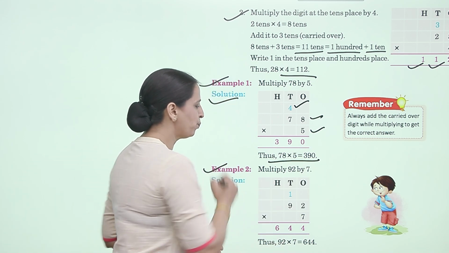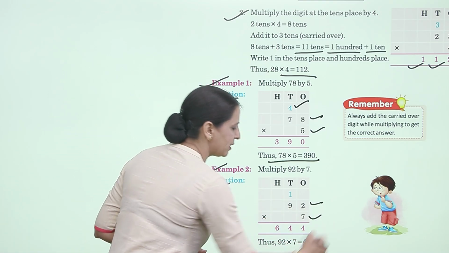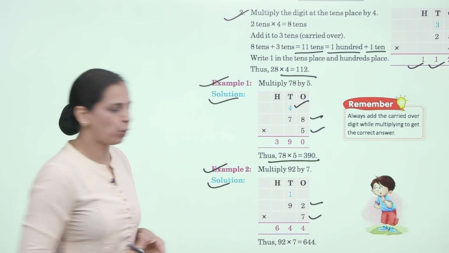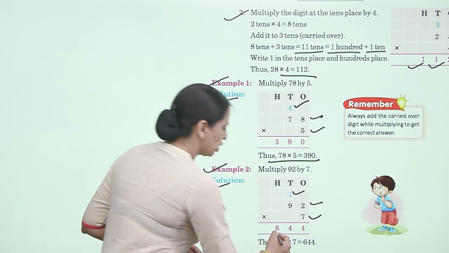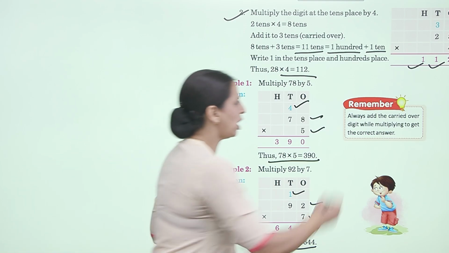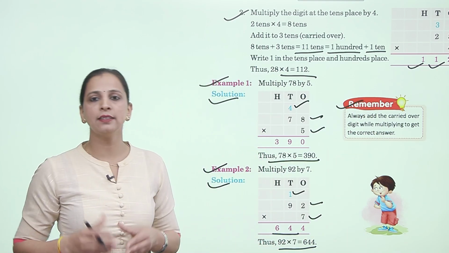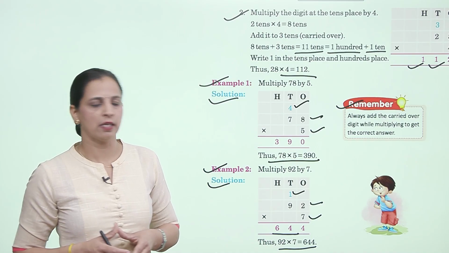Now example 2. Multiply 92 by 7. Solution करते हैं. 92 multiply by 7. 2 7s are 14. 4 carry 1. 9 7s are 63 plus 1 is 64. Thus 92 multiplied by 7 is 644. Now remember, always add the carried over digit while multiplying to get the correct answer.